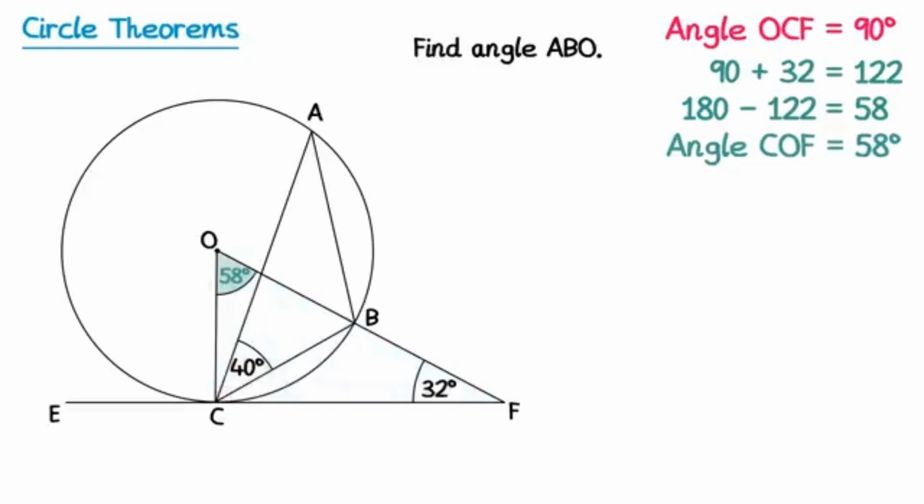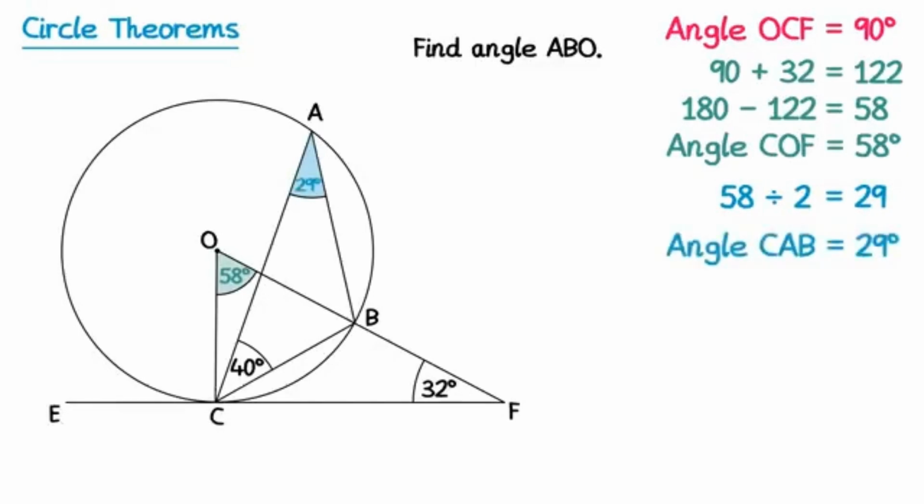Next we're going to look at the angle CAB, which is this one here. You should remember that the angle at the centre is twice the angle at the circumference. We can see the angle at the centre from the chord CB is 58 degrees. So the angle the chord CB makes at the circumference, which is the angle I've marked, must be half of 58. So if we do 58 divided by 2, which is 29, we know that this angle must be 29 degrees.